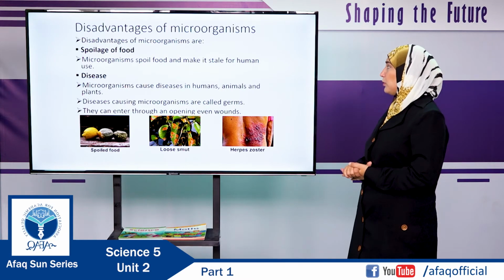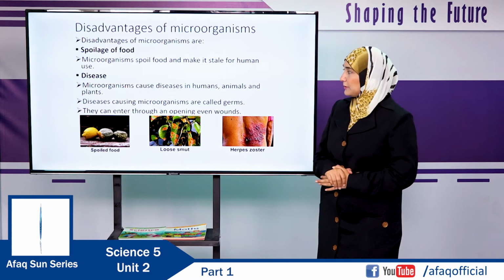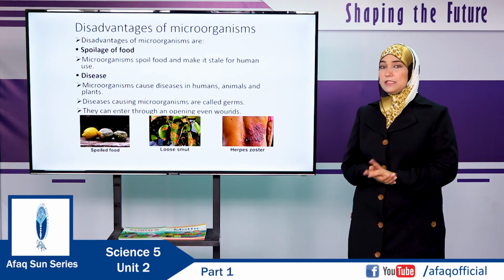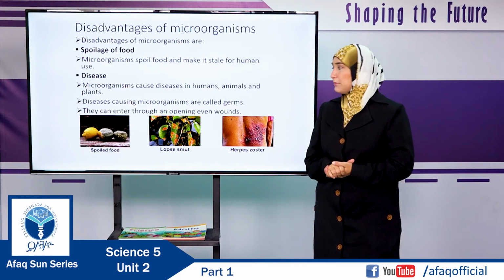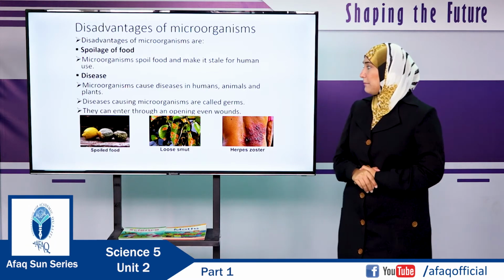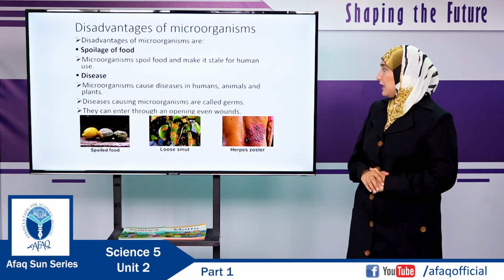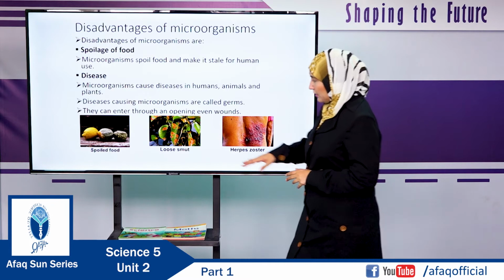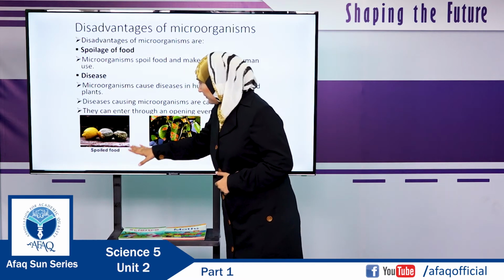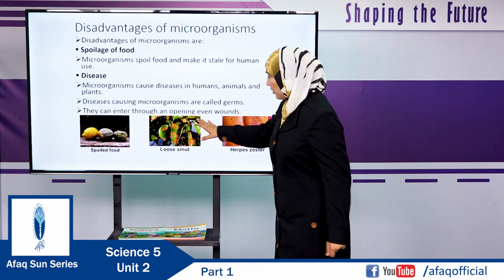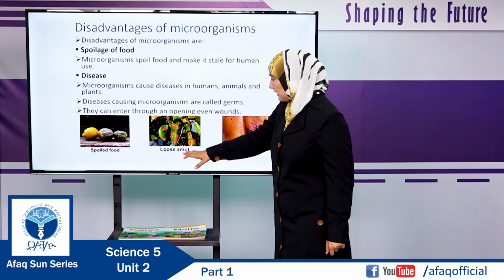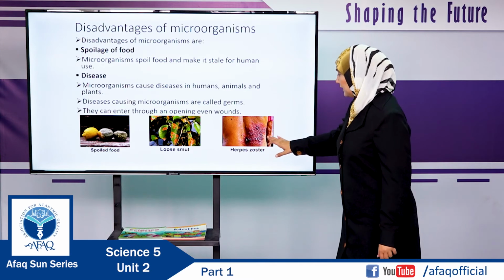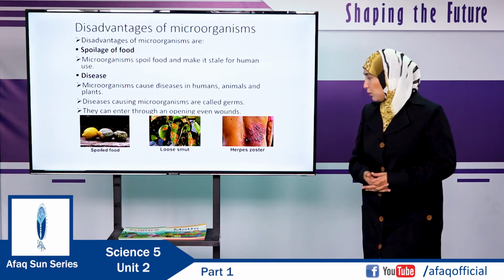Microorganisms spoil food and make it stale for human use. Some microorganisms cause diseases in humans, animals and plants. Disease-causing microorganisms are called germs. They can enter through an opening, even from the wounds. Here you can see some pictures of spoiled food, a microorganism attacking a plant, that is loose smut, and a microorganism causing disease in humans, that is herpes zoster.